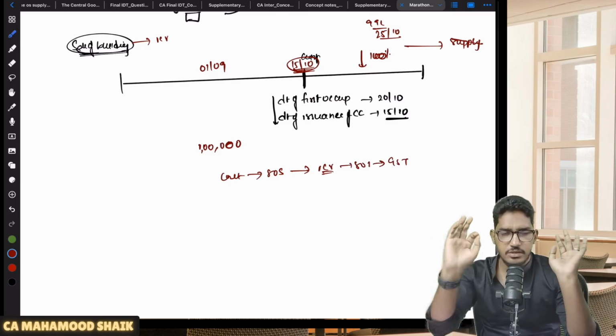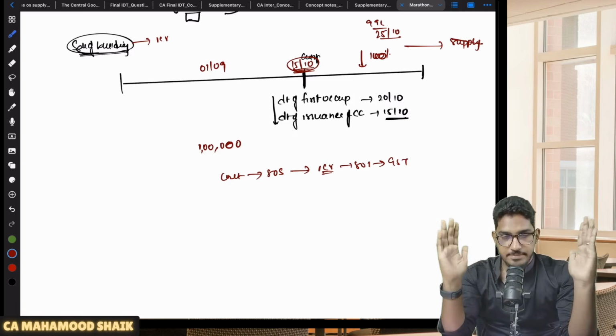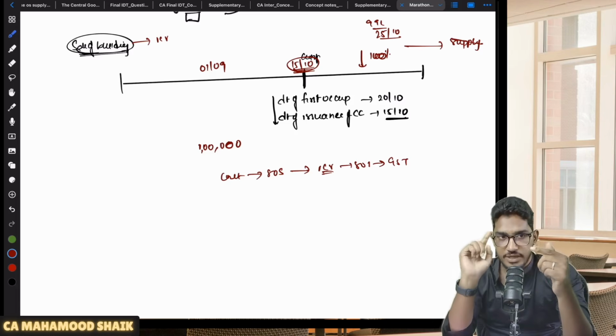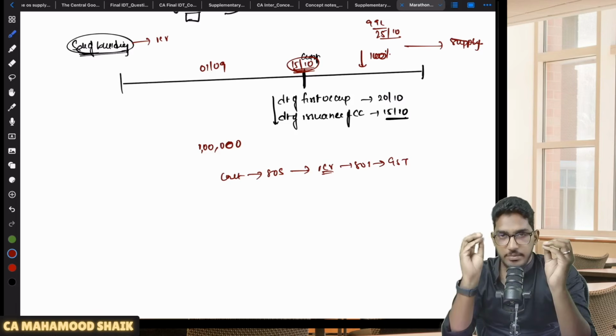Understood? Clear? Thumb rule. In case of sale of building, you have to follow one system. First, you determine the cutoff date. How to determine the cutoff date? Earlier of two dates: date of first occupation, date of issuance of the completion certificate. You will determine the cutoff date.